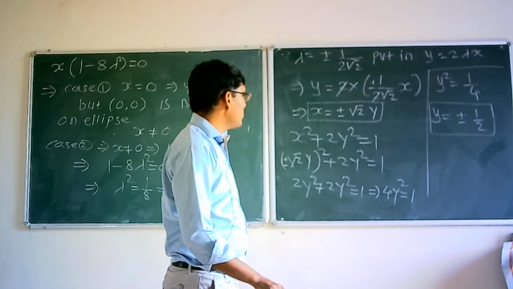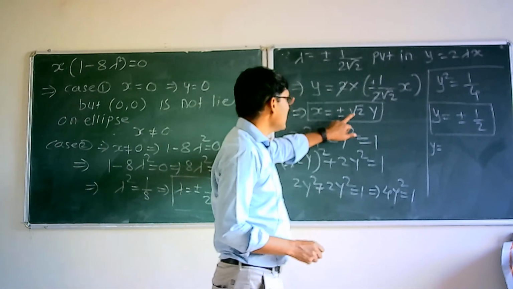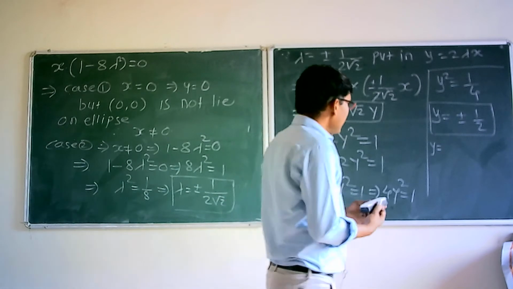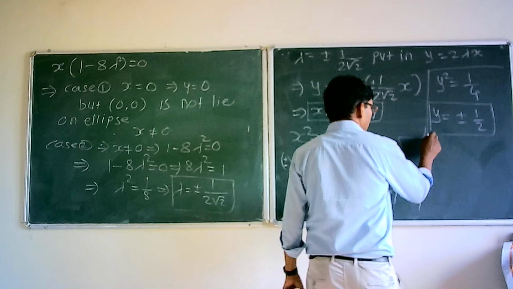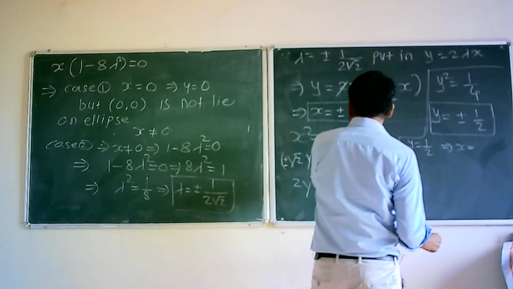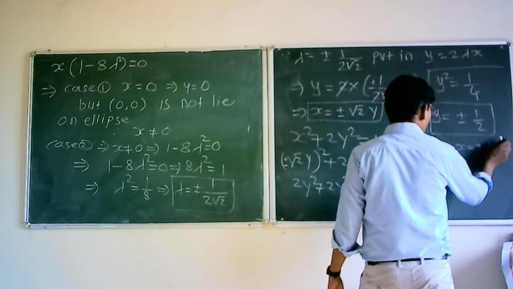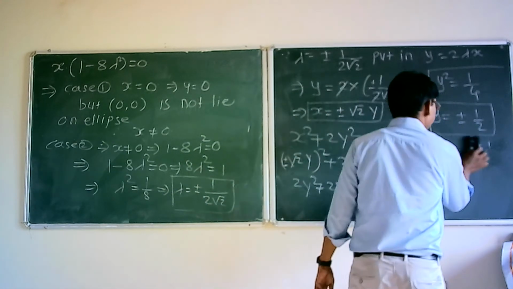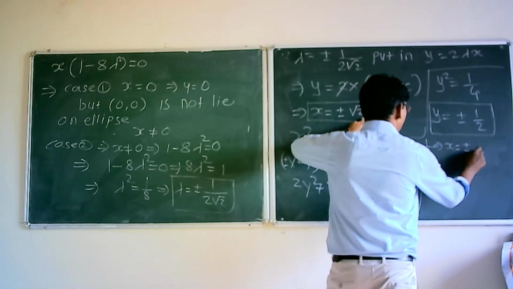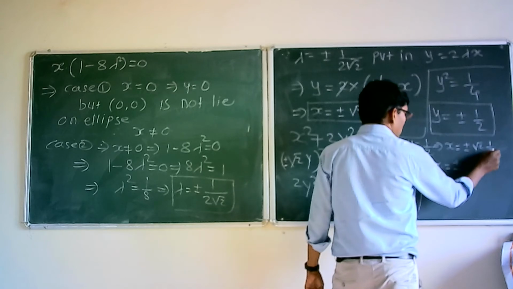So we obtain the value of y equal to plus or minus 1 by 2. Now what is x? X is under root 2y and x is minus under root of 2y. If y is equal to 1 by 2, then x is equal to plus or minus root 2 into 1 by 2. So this implies x is equal to plus or minus 1 by root 2.